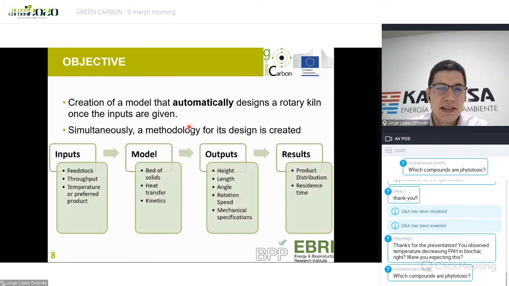So this is the basic scheme of my project. I was given the model, the feedstock, the capacity, and the temperature of preferred product. And then the model was combining these three aspects I will go through along the presentation to give some of these outputs. Well, all of them: the height of the bed of solids, the diameter of the kiln, the length, the angle, the rotational speed, and also a bit all other aspects like sealings, all the bearings of the reactor. Finally, the results we also obtain are the product distribution, the residence time, and also the temperature profile of each of the components inside.